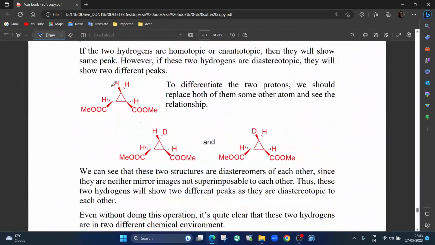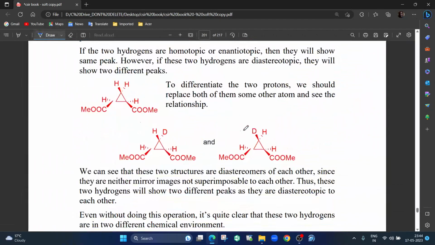So how do we find out whether they are enantiotopic, homotopic, or diastereotopic? What you have to do is just replace one of the hydrogens with some other atom. So I am putting deuterium, and deuterium here. Now you look if they are exactly the same. If they are exactly the same, it is homotopic. If they are non-superimposable mirror images, they are enantiotopic. If they are non-superimposable non-mirror images, then they are diastereotopic.